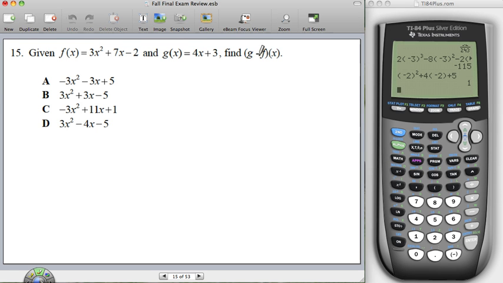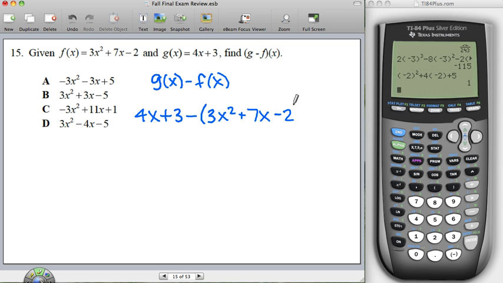15, find g minus f of x. So basically I'm taking g of x minus f of x. So my g of x was 4x plus 3, minus 3x squared plus 7x minus 2. So that's going to equal negative 3x squared. 4x minus 7x is going to be negative 3x. 3 minus negative 2 is going to be plus 5. So my solution is A.